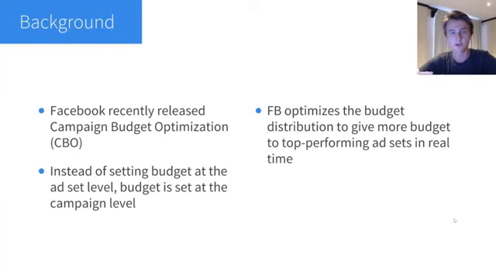So to start off, I want to give you guys a little bit of background about this strategy. Facebook recently released a new feature called Campaign Budget Optimization, or CBO for short. And what Campaign Budget Optimization does is that instead of setting your budget at the ad set level for each individual ad set, you set the budget for the entire campaign, and then Facebook distributes your budget across the ad sets based on the performance in real time. So theoretically, what this does is that you spend more on your best ad sets and you spend less on ad sets that aren't performing, and overall you get a better return on ad spend.